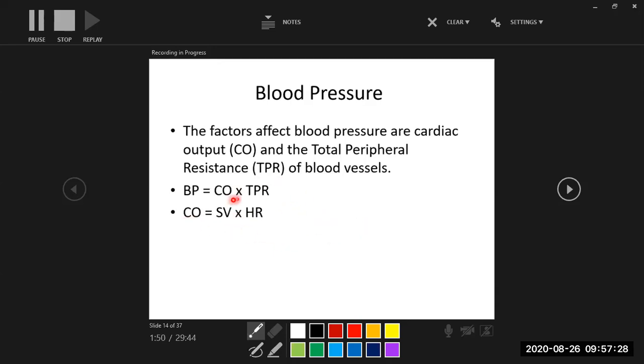So these two equations are very important. CO equals SV times HR. This one we already talked about when we talked about the heart. This one is new though. You probably learned this already, but I want you to keep in mind that this one is very important. BP equals CO times TPR. It's also a quiz question, okay? So you will see this one in the exam.